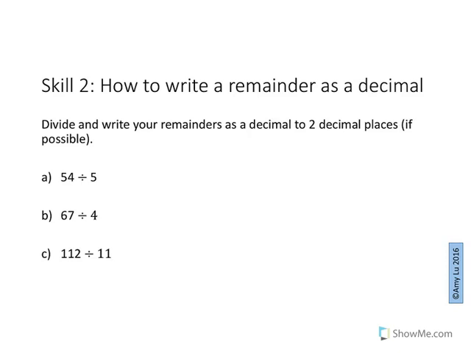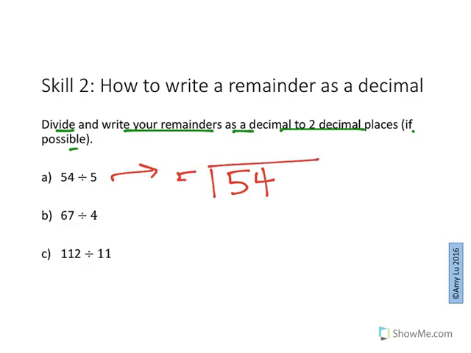Now, I'm going to show you how to use the same problems to convert these into decimals. Now, we want to divide and write our remainders as a decimal to 2 decimal places, if it's possible. So using the first one as an example, 54 divided by 5.